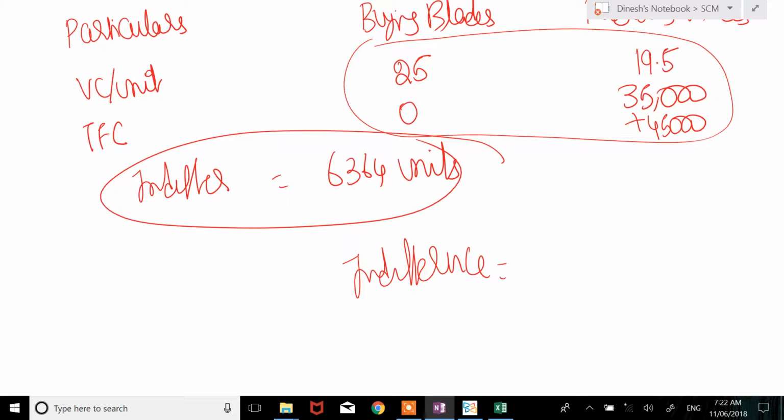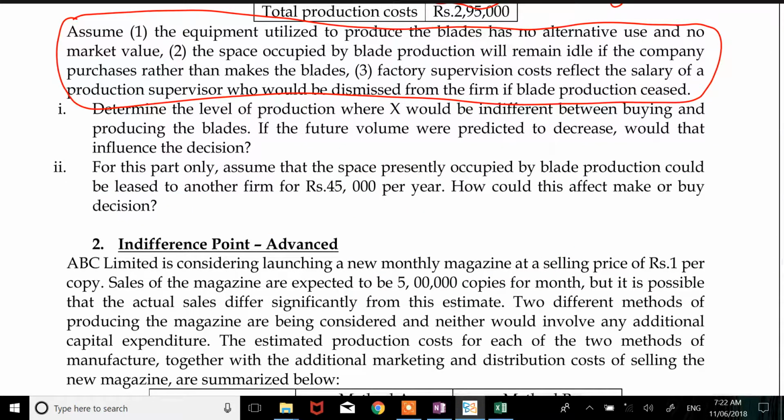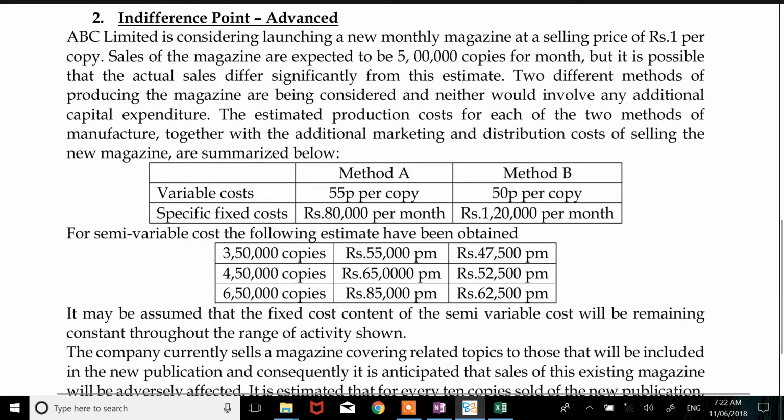How much is the indifference point? How much? 14,545. Anyway, for this we'll directly go with buying the blades itself when it becomes 14,545. Any doubts on indifference point? Any doubts in this? I'll proceed to question number 2 then. Please go through the question.